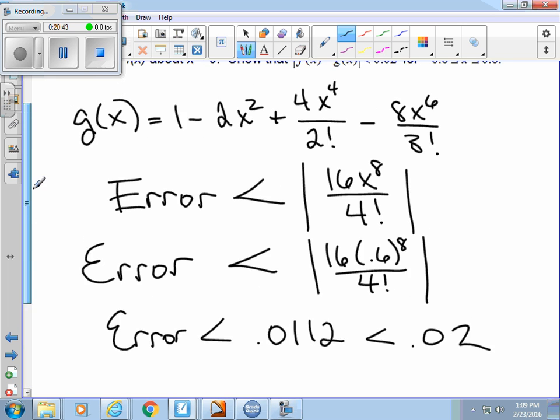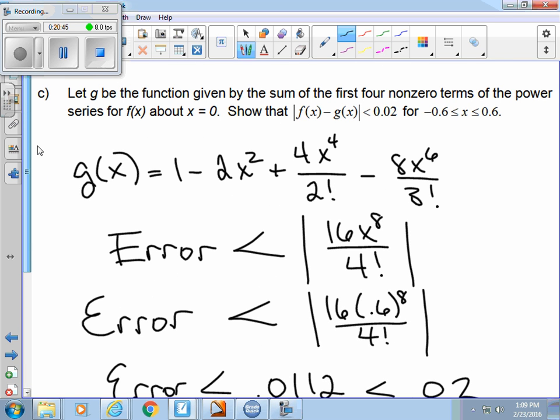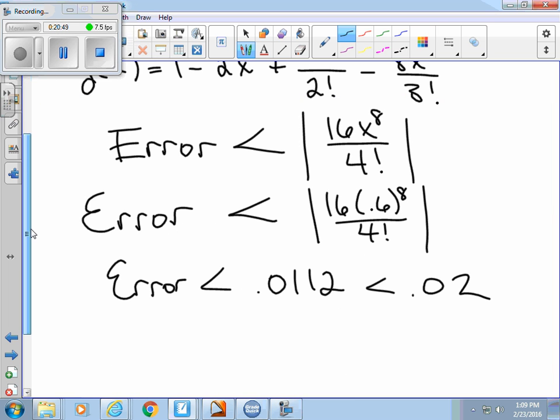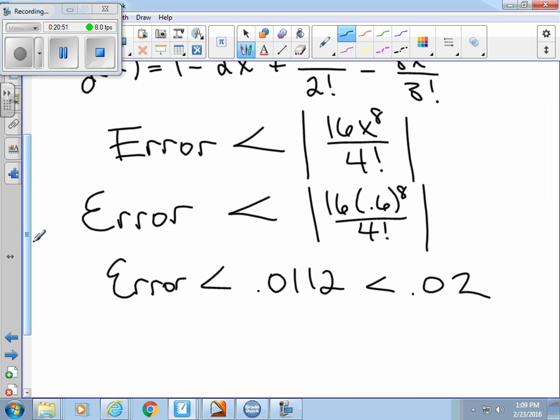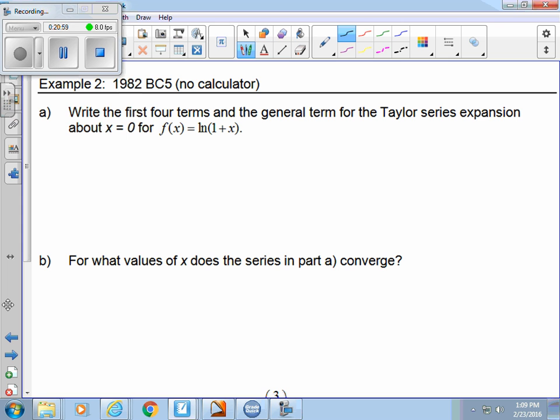It was in the problem. It said show that the error is less than 0.02. We showed that the error was less than 0.01, which is definitely less than 0.02. Does that make sense, Justin? Okay. Let's try another one.